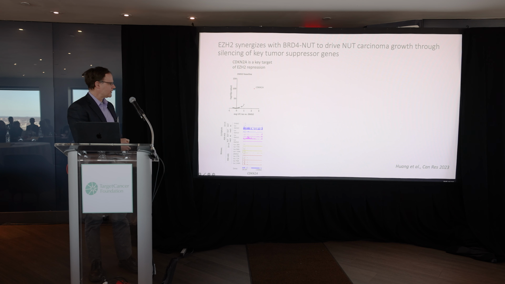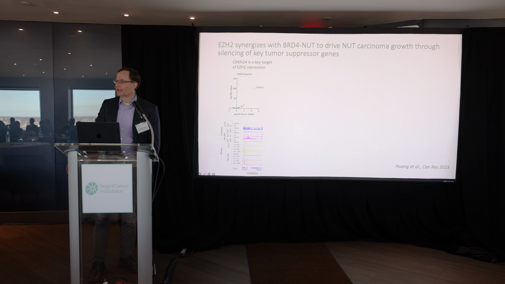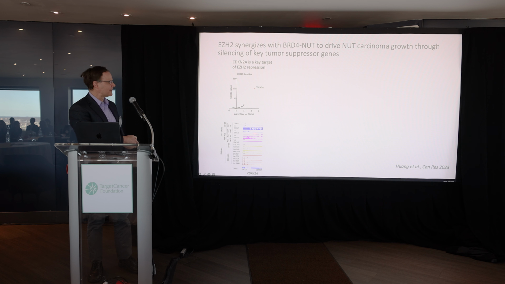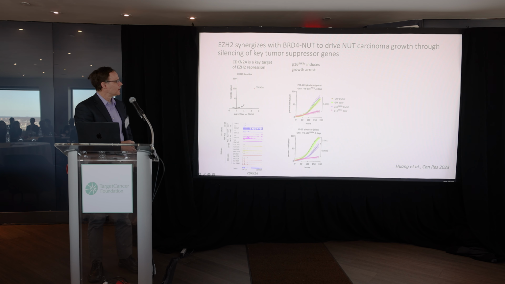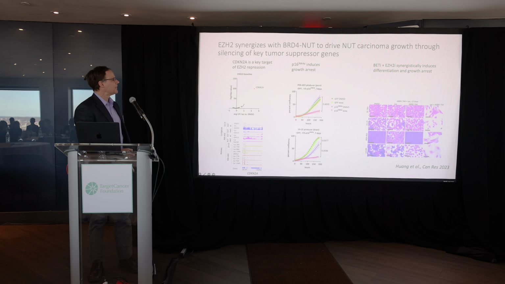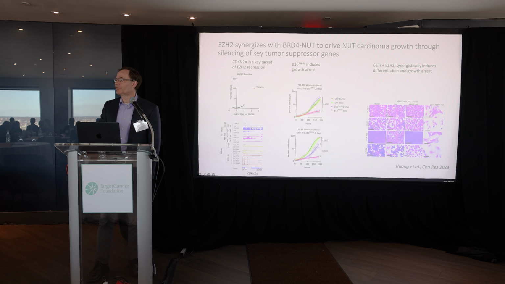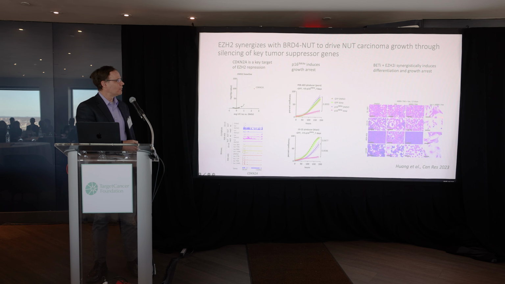And so you can see that the CDKN2A gene is covered with H3K27 trimethyl epigenetic mark, which is a silencing mark that is specific for EZH2. And when we treat with tazemetostat, that disappears 100%, and you see re-expression of CDKN2A. We've also found that if we overexpress P16, which is encoded by CDKN2A, the cells stop growing. And we have found that BET inhibition combined with EZH2 inhibition is highly synergistic in these tumor cells.